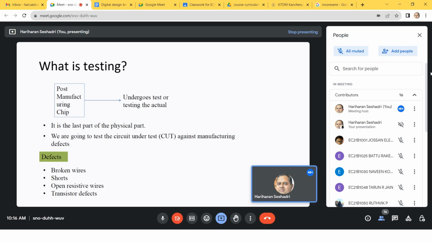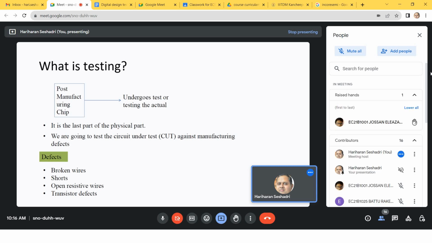Have you used a soldering iron? You know what is soldering? Raise your hand and talk. Yes, sir. Have you used it? Okay, Srivatsan is an expert. Okay, good. So, what is soldering?